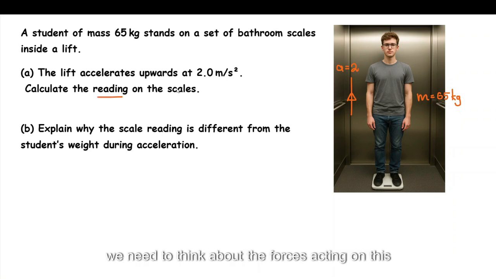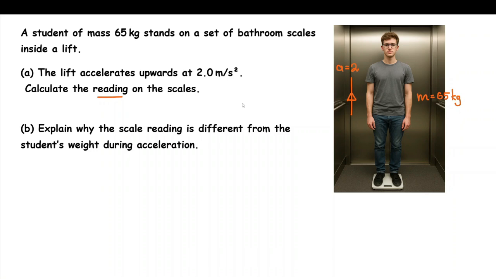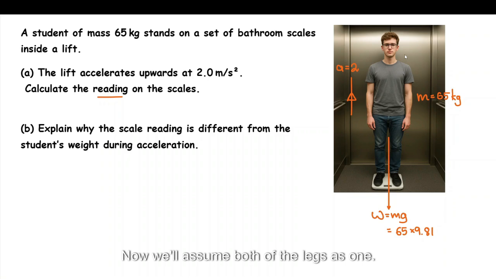Now, we need to think about the forces acting on this student at this point. Obviously, there is weight. So, the weight here is mg, which is 65 times 9.81. If you think about this student, there is only one contact that this student makes. Now, we'll assume both of the legs as one. I mean, in reality, there are two reaction forces, one from each leg, that are approximately equal from a stance like this. But let's just mark one like you normally do.